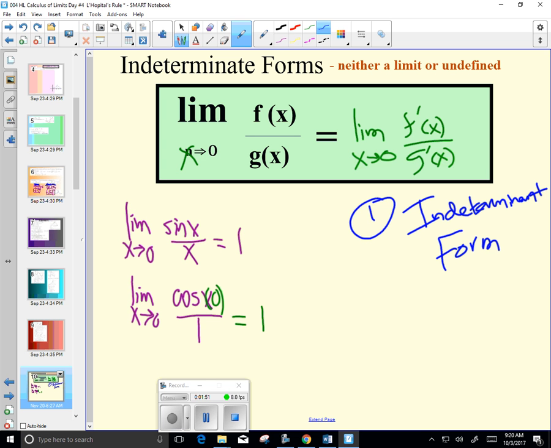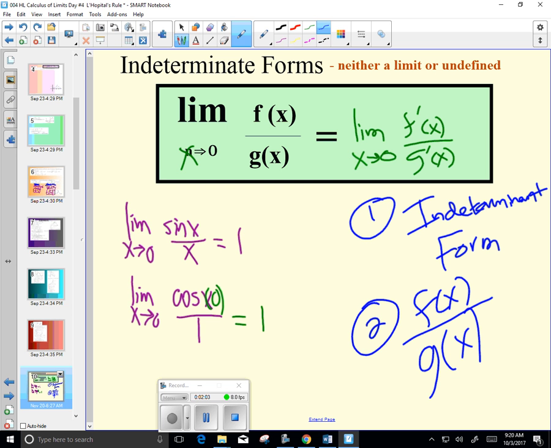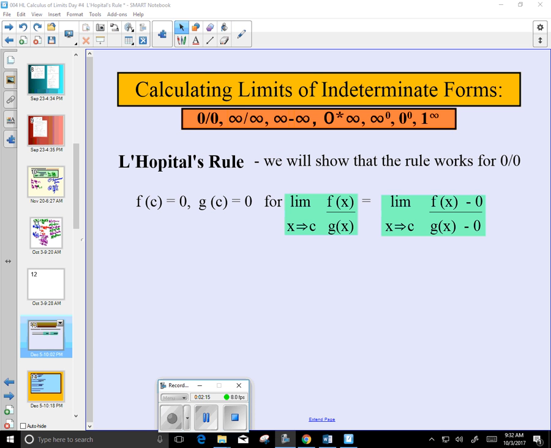0 over 0 is the most popular one. Infinity over infinity is the second. The second thing is you have to have a format of laying out the functions f of x over g of x. If you have these two things, you're going to be able to use this method for finding limits.